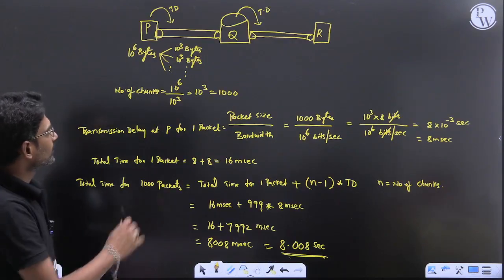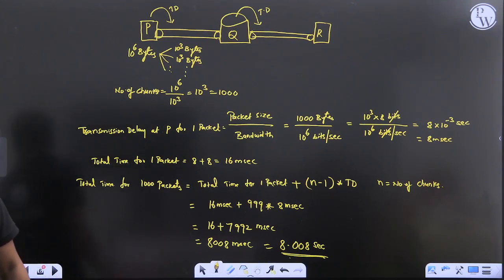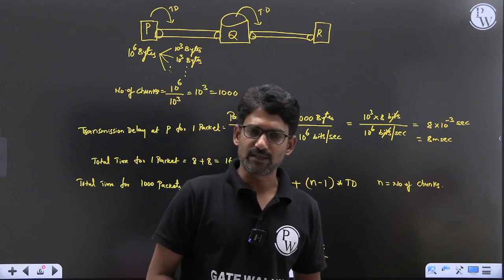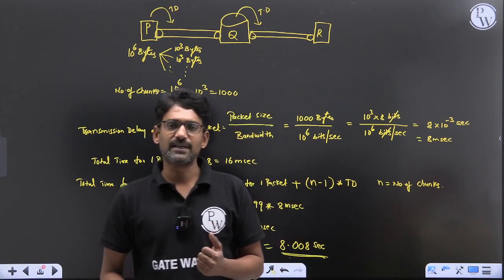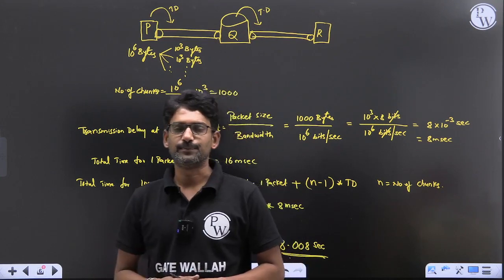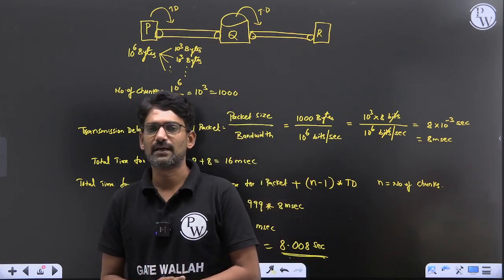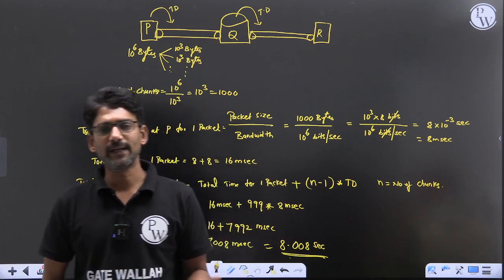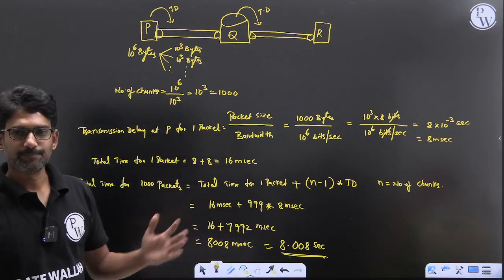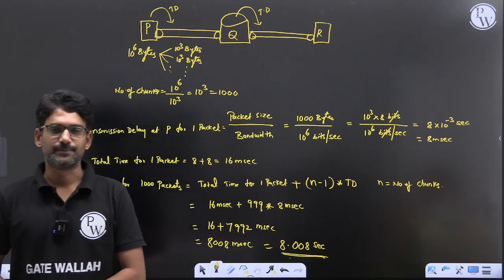Got it? Because it is clearly mentioned that the propagation delay, queuing delay and processing delay are neglected. Otherwise, we could have counted them also. Because in the question it is given they are neglected, we have taken only transmission delay. I hope you understood. Thank you.